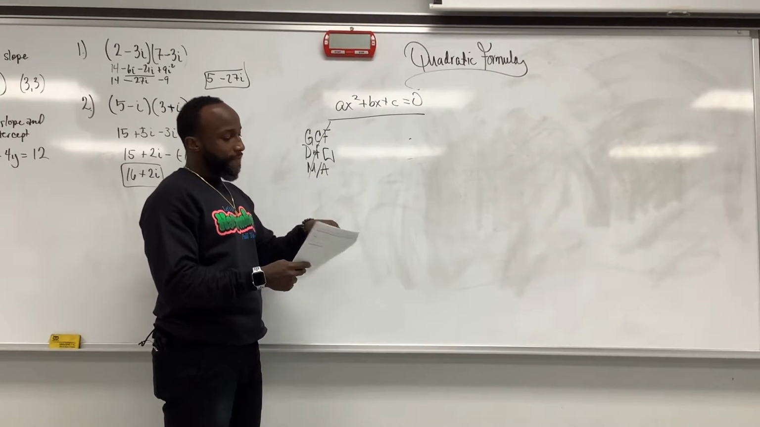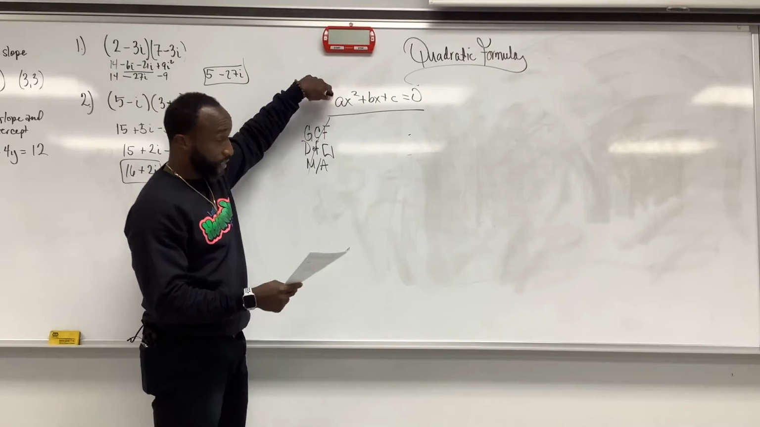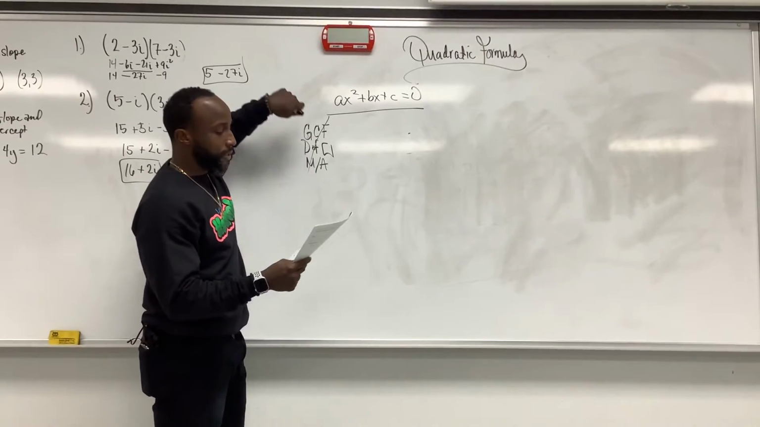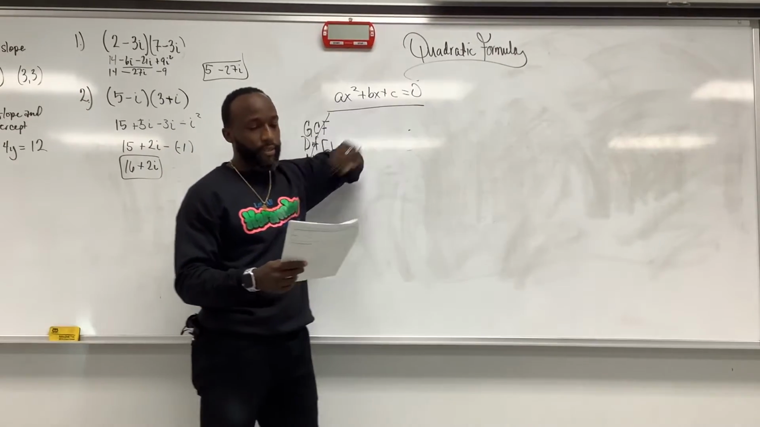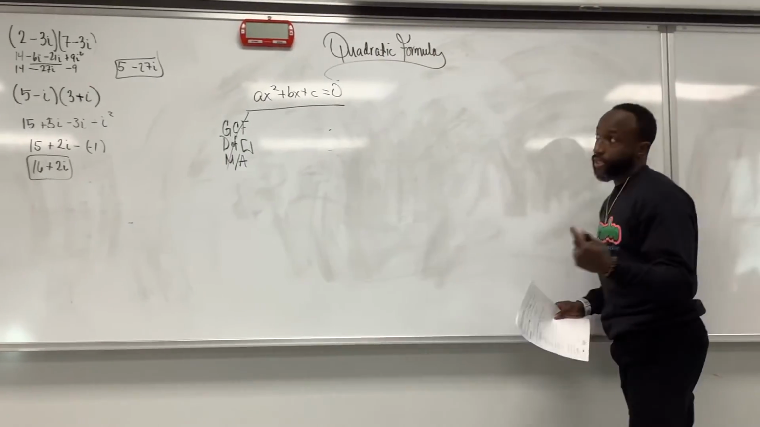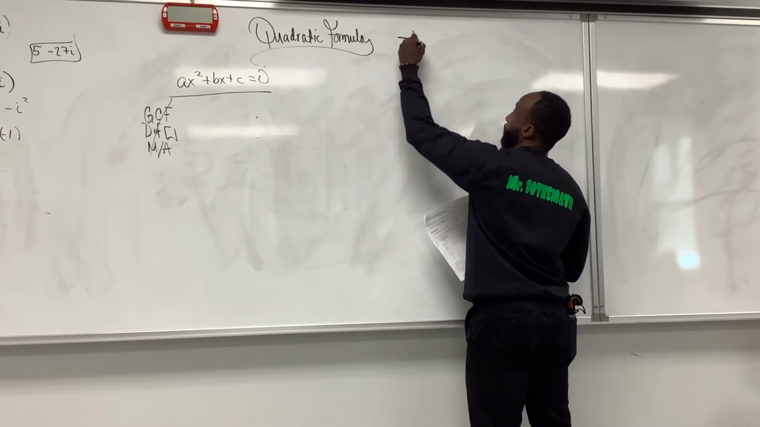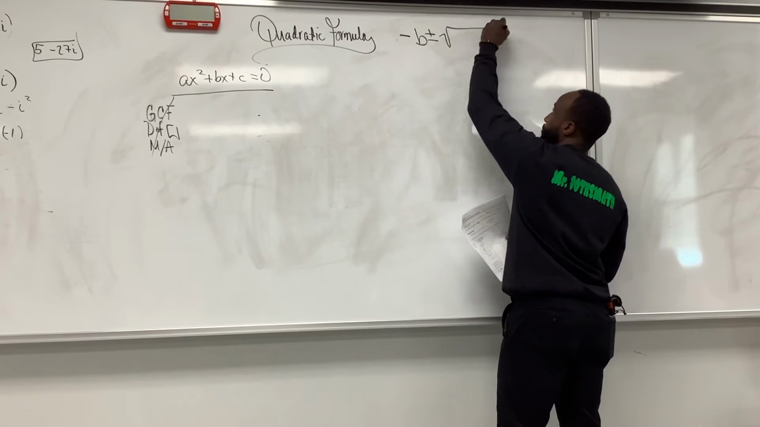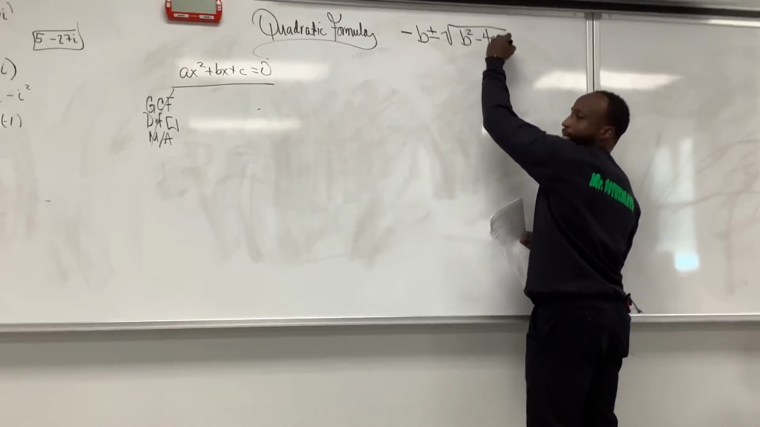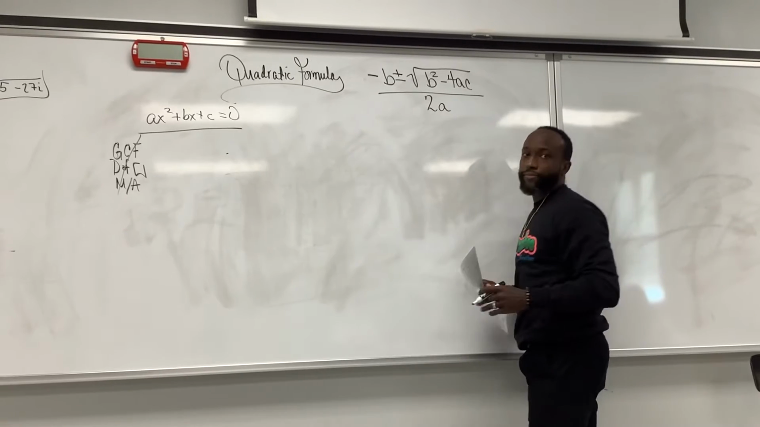If this can't be factored, you'll use the quadratic formula. The quadratic formula always works when solving for x. The quadratic formula is negative b plus or minus the square root of b squared minus 4 times a times c, all over 2a. Okay?